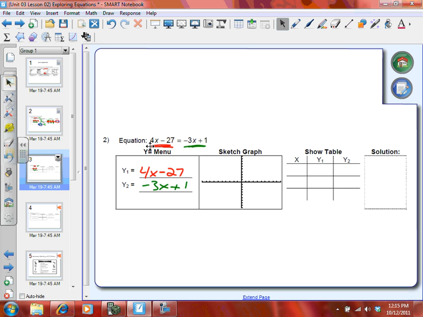So y'all go ahead and do that for me. Go ahead and put it in your calculator. Sketch a graph of it. And then find the intersection.